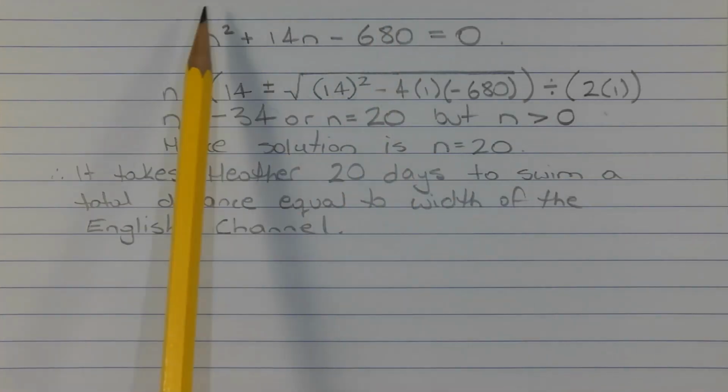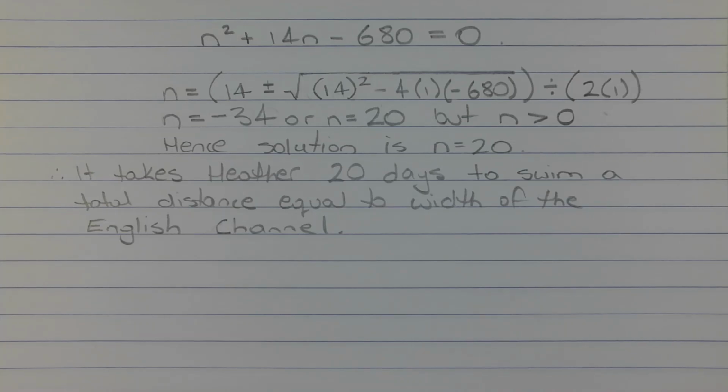We can either factorize the left-hand side or use the quadratic formula to find the values of n such that n squared plus 14n minus 680 equals 0. I'm going to use the quadratic formula. So n is equal to, open bracket, negative 14 plus or minus the square root of 14 squared minus 4 times 1 times negative 680, close bracket, divided by 2 times 1. So evaluating the right-hand side, we get n is equal to negative 34 or n is equal to 20.